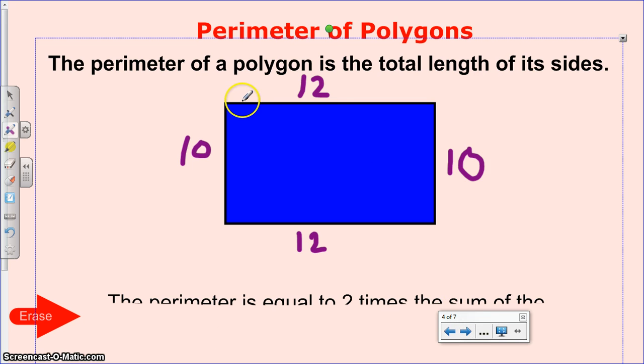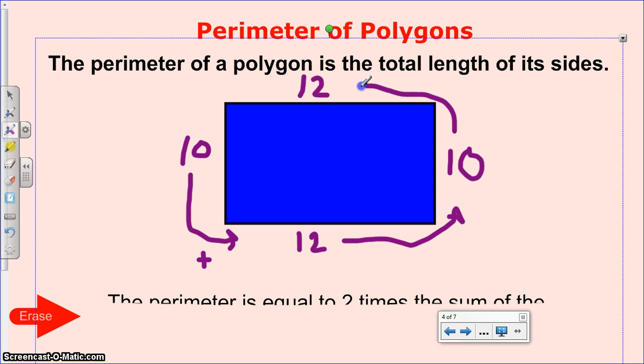Here's a rectangle. And again, it's simply adding all the measurements. 10 plus 12 plus 10 plus another 12. And I would figure 12 plus 12 is 24. 10 plus 10 would be 20. So 24 and 20 would be 44. And it's that simple. That is exactly what perimeter is.